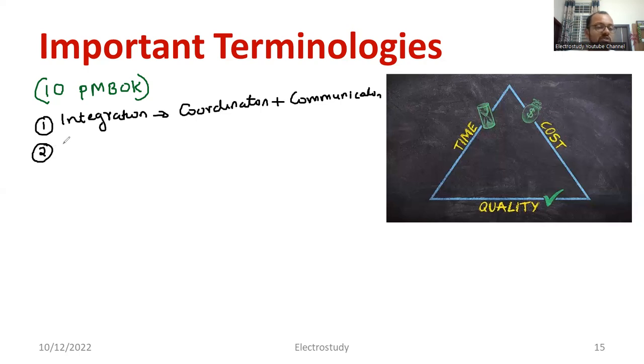The second one is called scope. What do you mean by scope? Scope is nothing but limitation or boundary, the limitation of a work or a project. For every activity there is a limitation. That point you have to remember. That is the second point.